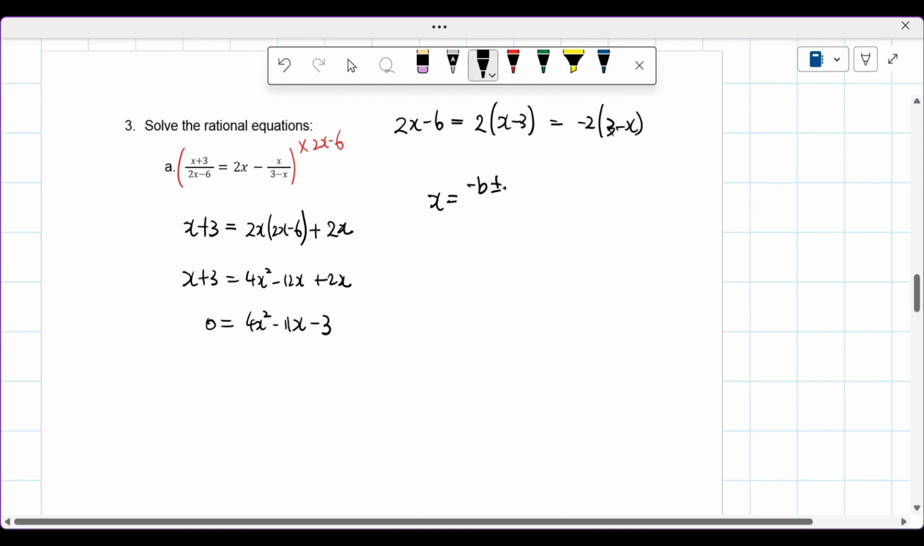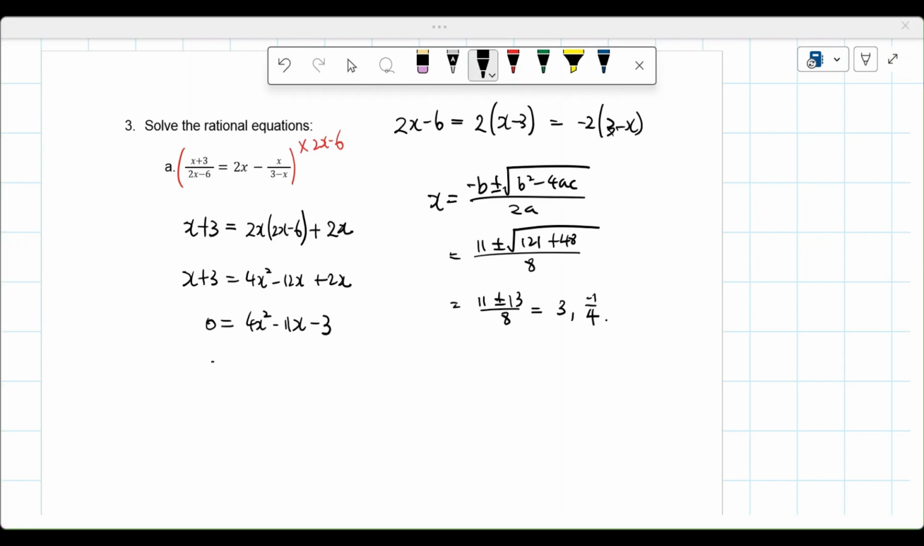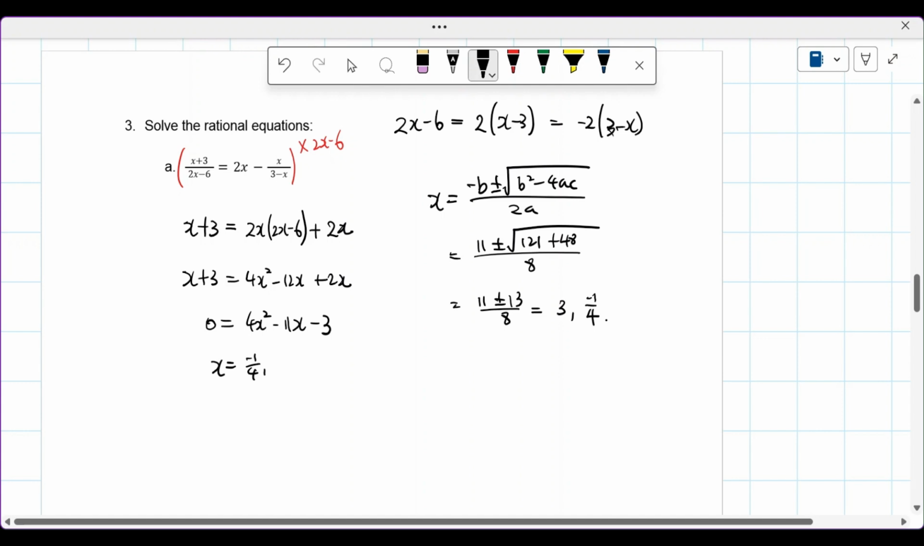x equals negative b plus or minus the square root of b squared minus 4ac, over 2a. So that's going to be positive 11 plus or minus the square root of 121 minus 4ac, that's plus 4 times 4 times 3, so that's 48. Divided by 2a, so that's 8. That's 11 plus or minus the square root of 169, which is 13, over 8. Which means it's going to be either 24 over 8, which is 3, or 11 minus 13 is negative 2. Negative 2 over 8 is negative 1 over 4. So I have two answers: x equals negative 1 over 4, comma 3.